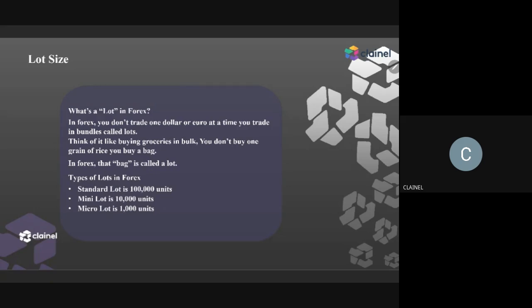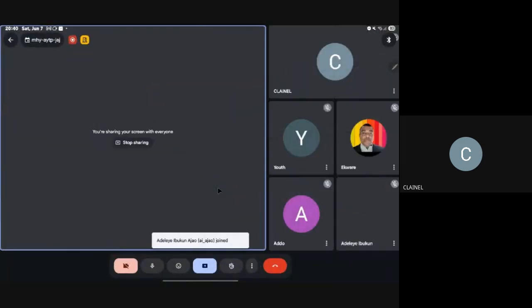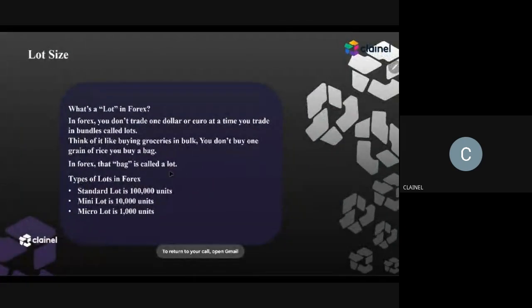We have various types of lot sizes. Let me see if my screen is still showing. Okay, my screen is still showing. So in Forex, we have three different types of lot size. We have the standard lot, which is 100,000 units. We have the mini lot, which is 10,000 units, and we have the micro lot, which is 1,000 units.